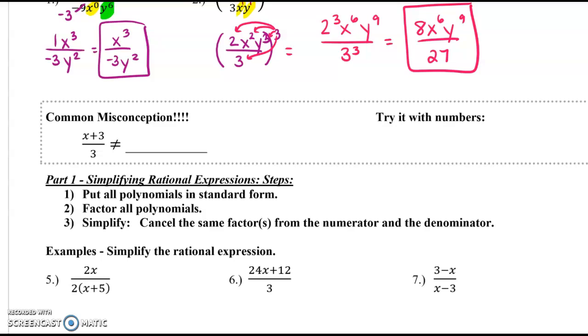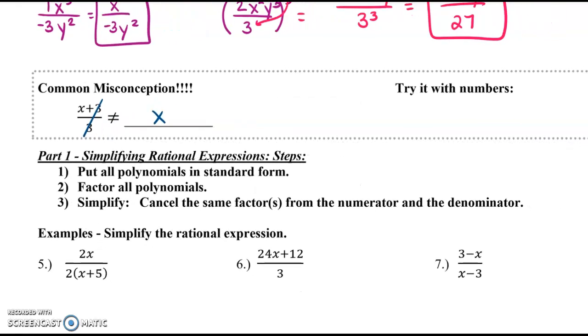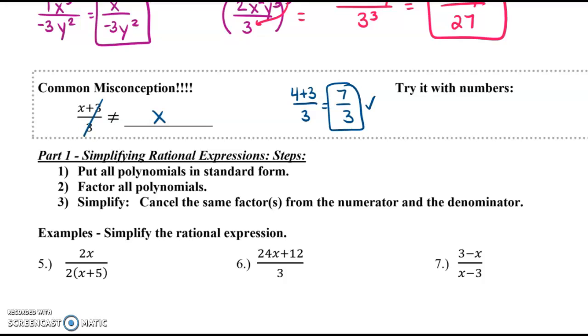Now, the biggest misconception that I'm going to see, and that you guys are going to see as you're going through all of this, is that you're going to want to cancel the 3's here in this problem. You can't do that. You can't go through and cancel the 3's right here. That's not true. And then you'll say the answer is x or x plus 1 over 1. Definitely not true. I'm going to show you why with numbers. So let's say I'm going to plug in a 4. So 4 plus 3 over 3. What it actually is equal to is 7 over 3. That is the correct answer. If you try to go through and cancel the 3's, it's going to say it's equal to 4, or 4 plus 1, which is 5, which is not true. All right, so we can't cancel.